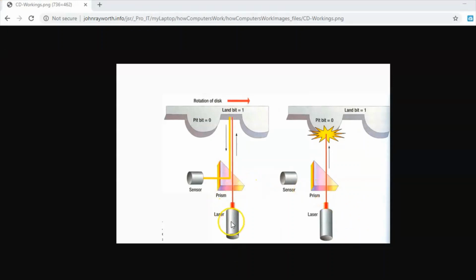So here we've got a laser shining onto the surface of a CD. And here you can see the pits and the bumps. And that's how data is stored. So the laser is shined onto these and it reflects back whether it's shined onto a pit or a bump, and it comes back to this prism and the sensor picks it up there. So these bumps and pits represent ones and zeros. Whatever is reflected back is a one or a zero.